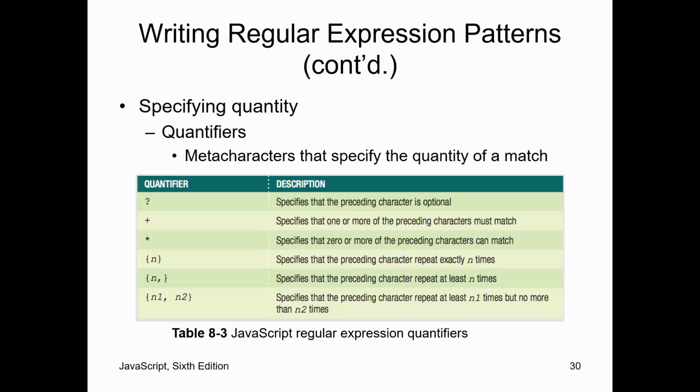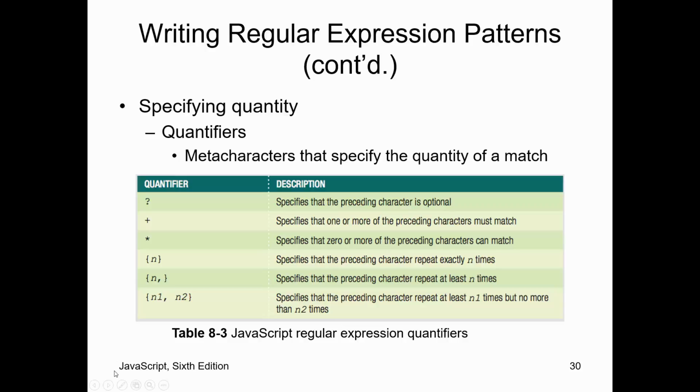These here are called quantifiers. A little hard to understand until you actually work with them. All right, the question mark means whatever follows is optional. The plus sign means there must be one or more. The asterisk means there can be 0 or more.